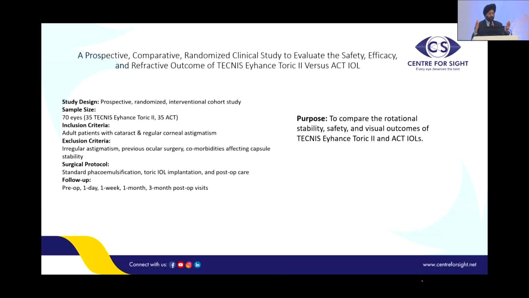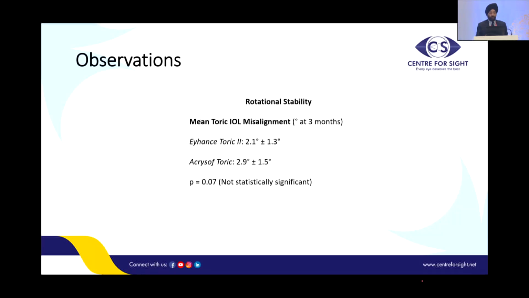So what we did was we compared 70 eyes, 35 Technis Eyhance, that is the Toric 2, with 35 of the lens from another company, where they said that this has the best stability. Adult patients were used. Irregular astigmatism, previous corneal surgery, etc., were the same. This was to compare the rotational stability, safety and visual outcome of the Technis Eyhance Toric 2 with the Clareon toric. When you look at the observations, the Eyhance toric versus the Clareon toric, 2.1 degrees was the rotation that we got versus 2.9 degrees.